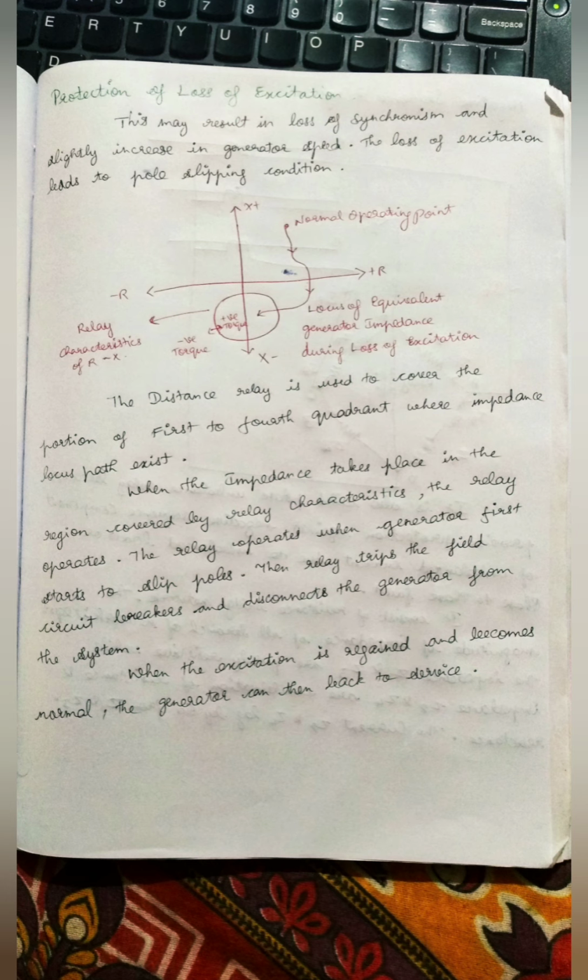The relay operates when the generator first starts to slip the poles. Then the relay trips the field circuit breaker and disconnects the generator from the system. When the excitation is regained and becomes normal, the generator will return to service. So this excitation will be carried out by this relay operation only. These are all the basics of loss of excitation protection.